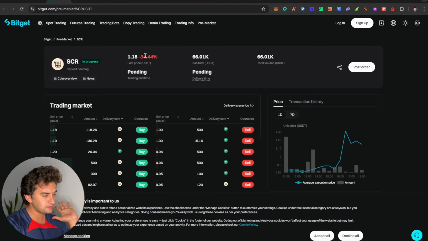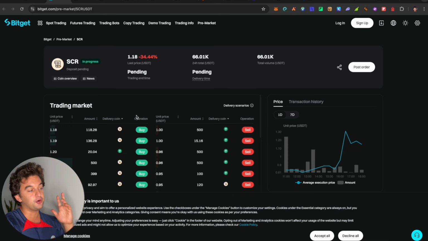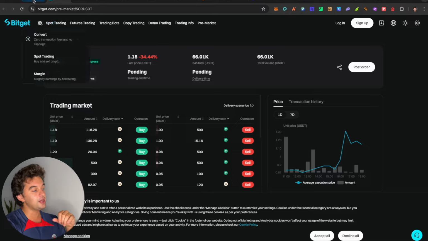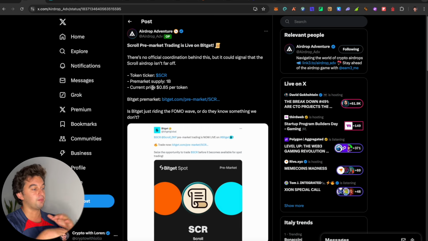It says here that the last price was $1. This is not the actual price that it's going to be. This is just kind of like a loading screen, I believe, for the exchange. But we are getting closer rather than later. There's a pre-market supply of 1 billion tokens and a current market price of 0.85 cents, which, you know, we could be back. We could be back in airdrop season. Let me know in the comments below your thoughts regarding this one.